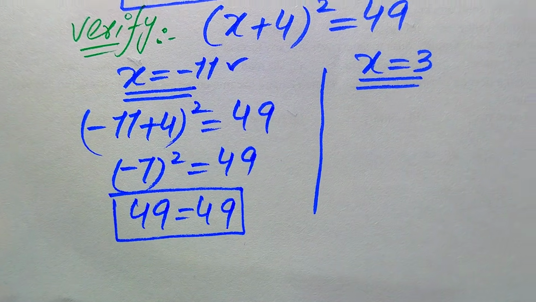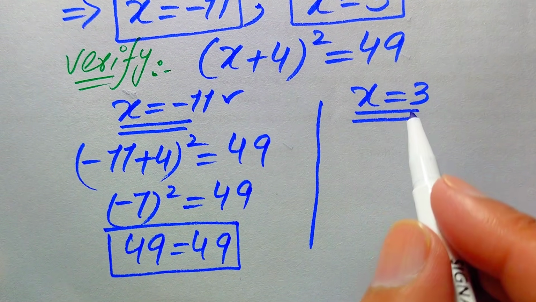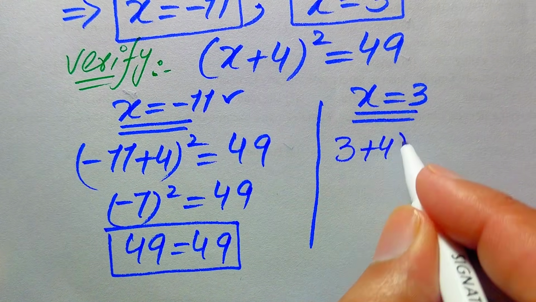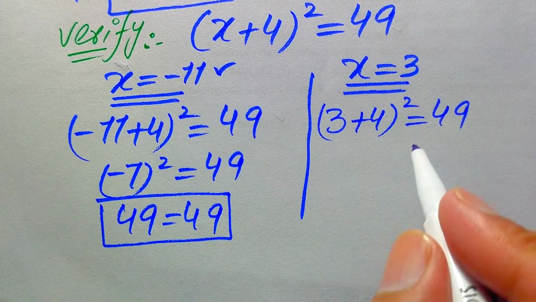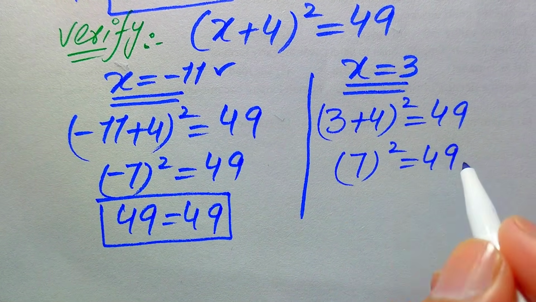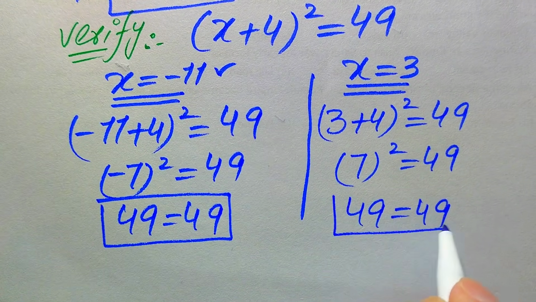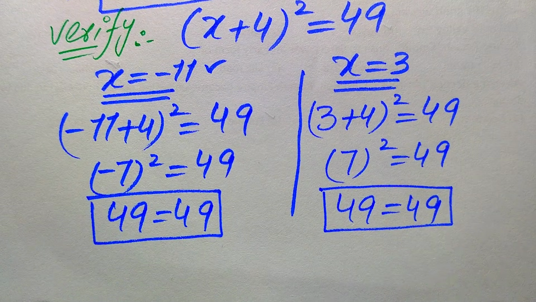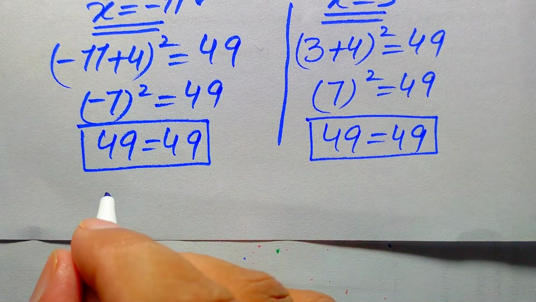And now, in the same pattern, we verify the second value of x. So we put x equals 3 into the left hand side, and we get (3 plus 7) whole square equals 49, and 3 plus 7 becomes 7 squared equals 49. Here we get 49 equals 49. This shows that both of the sides are equal. It means that both the values satisfy our given question statement.